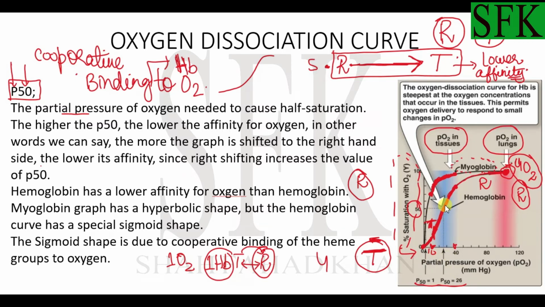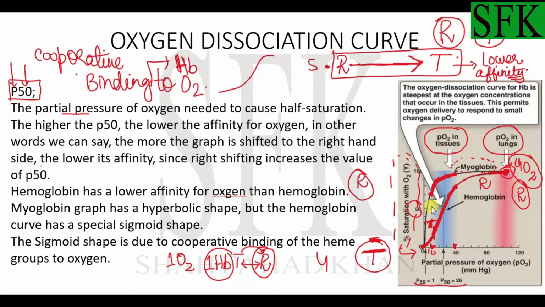And now if this P50 is lower, then the affinity for oxygen will be high. Okay, why will it be higher? Because if it is lower, then this entire curve will be shifted towards the left-hand side, towards the myoglobin graph. And as you know that myoglobin has a higher affinity, so this graph has shifted to the left side.